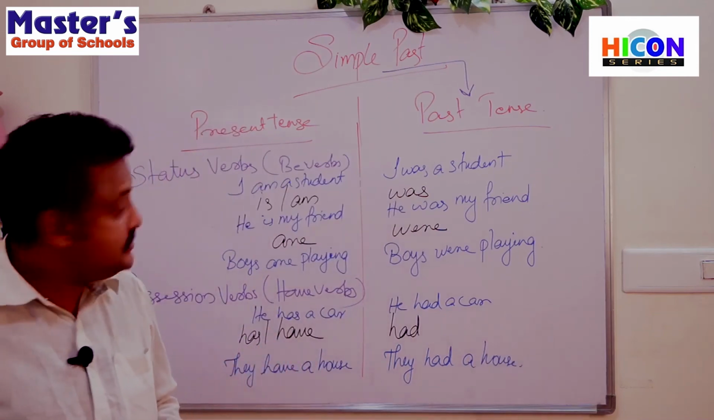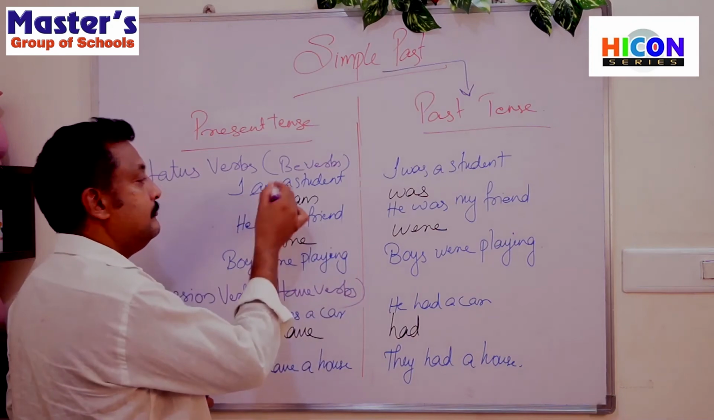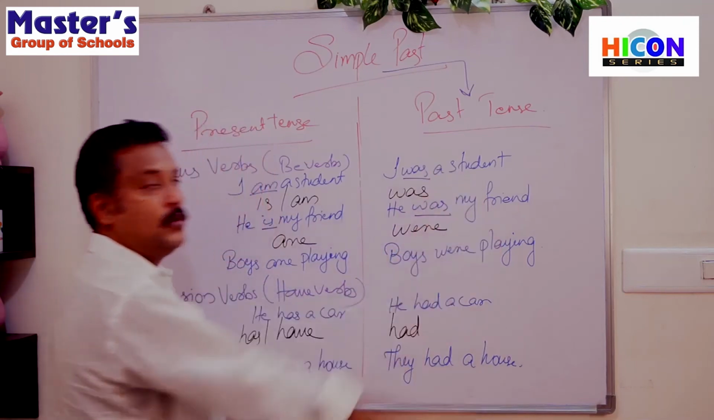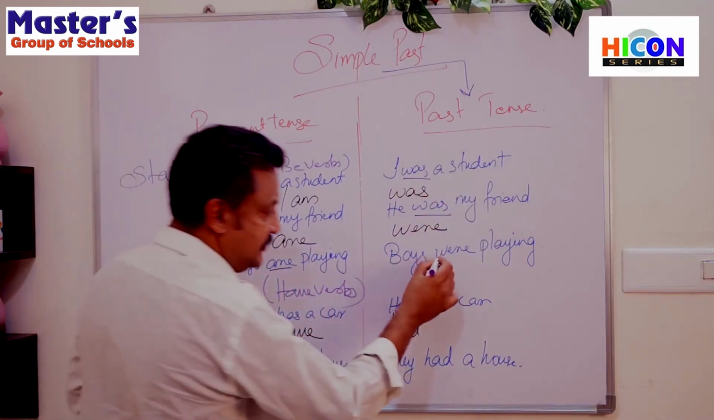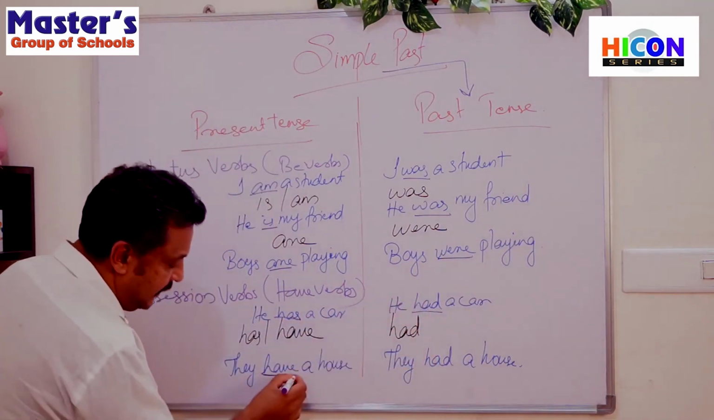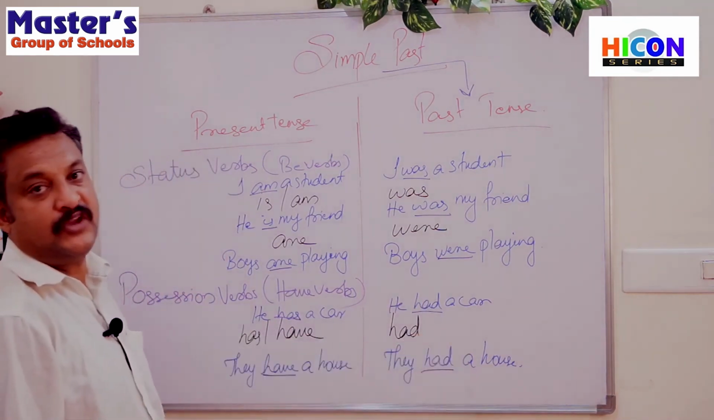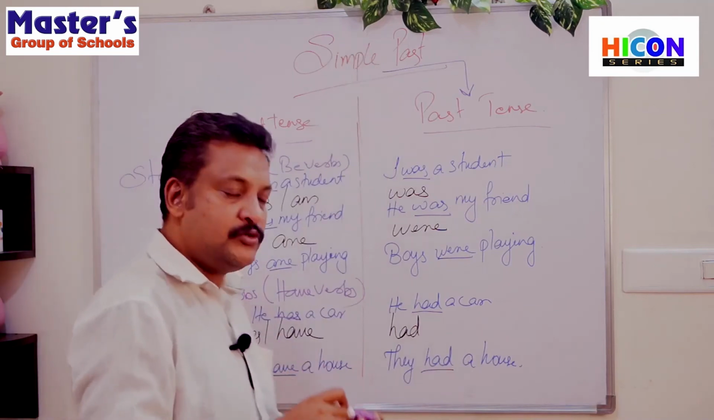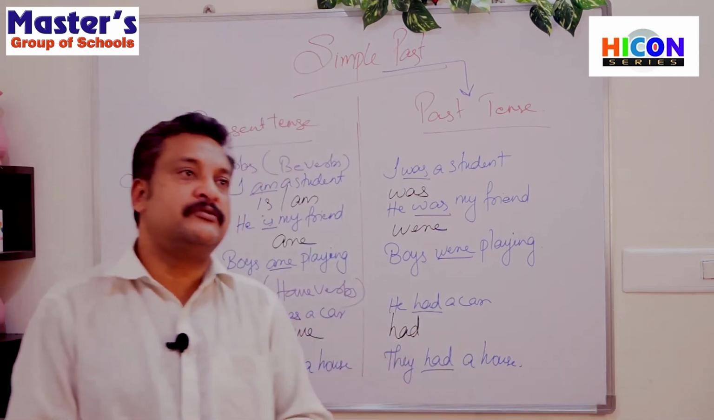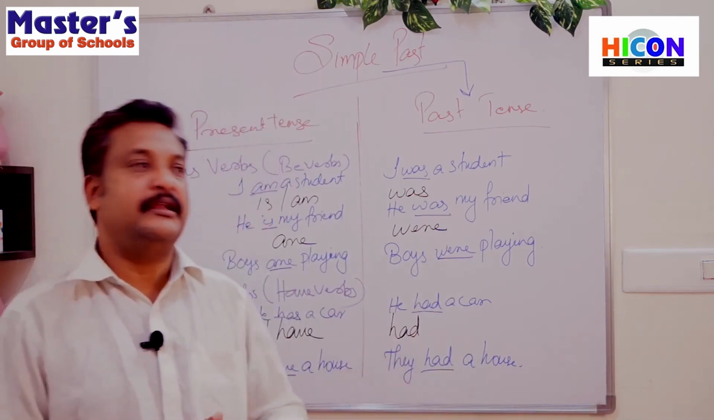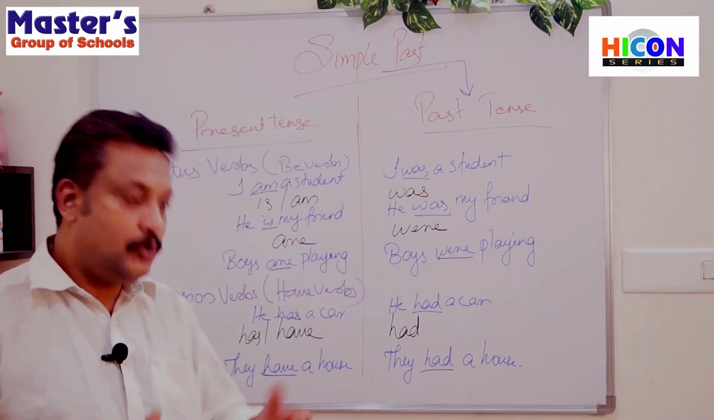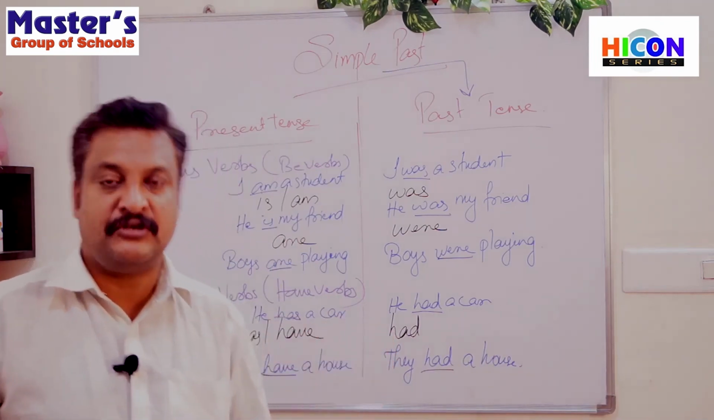Right? See, now let us check. See here, am changes into was. Here is changes into was. Here are changes into were. Has changes into had. Have changes into had. Okay, so simple past tense is used for expressing actions that are completed. Usually we use words like yesterday, earlier, previously, last day, last night, last week, or a week ago, or a month ago kind of words to show the time of the completion of the action.